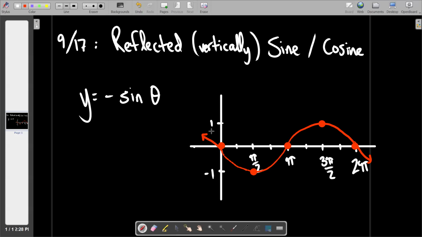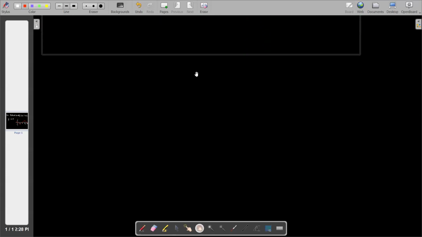Okay, and the same is going to be true if we modify a cosine curve with a reflection: all of the normal things that we see are just going to be backwards. So what normally would be up one is going to be down one, and so on and so forth. So let's do a quick reflected cosine curve, and then we'll get to the ones with modifications. Let's take a quick look at y equals the negative of the cosine of theta.